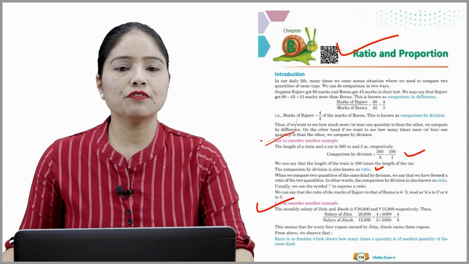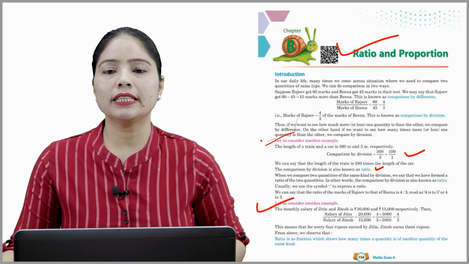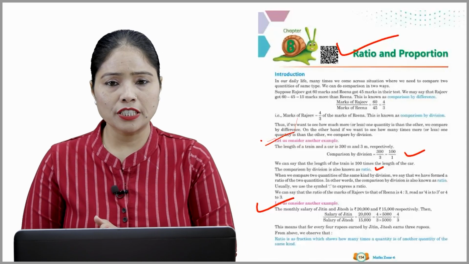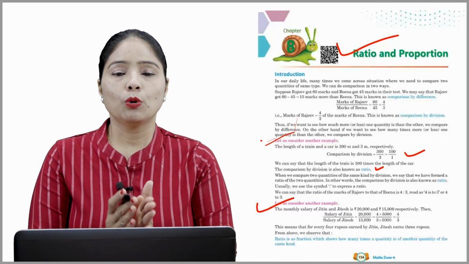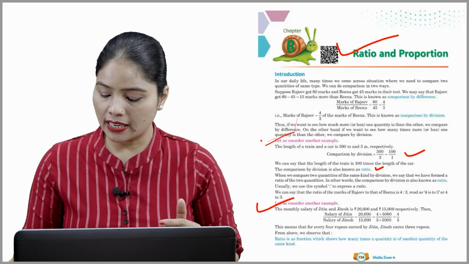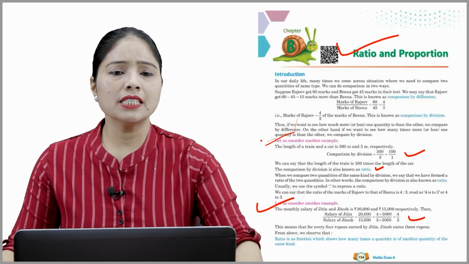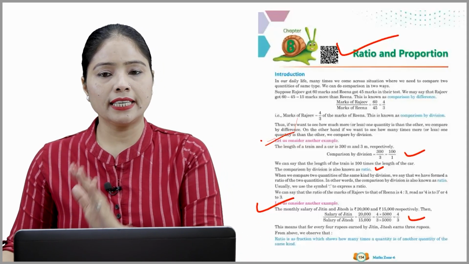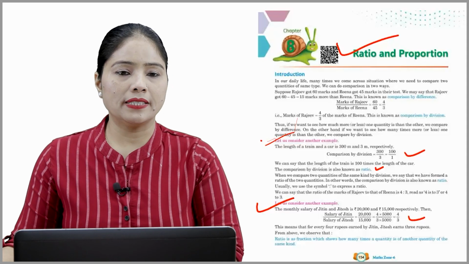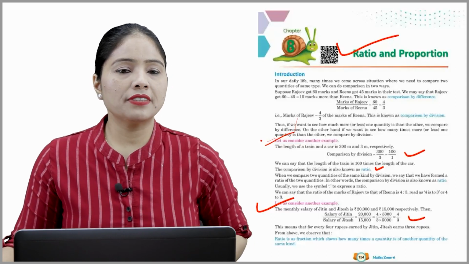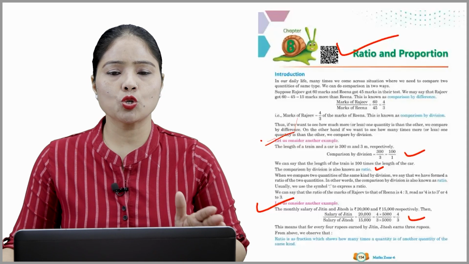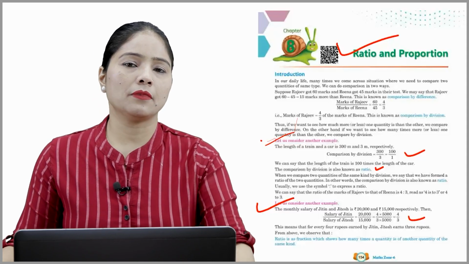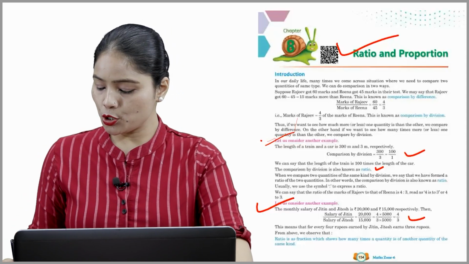Let's consider another example. The monthly salary of Jitin and Jitesh is 20,000 and 15,000 respectively. Then the salary of Jitin and the salary of Jitesh, when we divide the two values, the answer is 4 by 3. This means that for every 4 rupees earned by Jitin, Jitesh earns 3 rupees. From above we observe that a ratio is a fraction which shows how many times a quantity is of another quantity of the same kind. I hope you understood well.